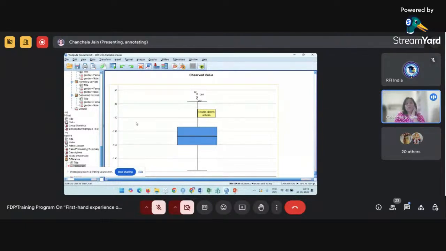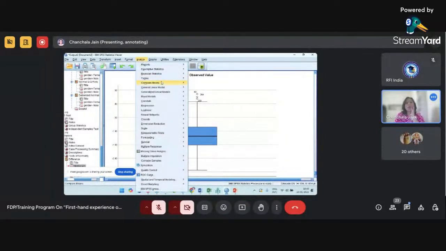So almost all assumptions are met by the data. Now we are set for performing the paired samples t-test. Yes, ma'am. Okay. Go to Analyze, Compare Means, and the Paired Samples t-test.